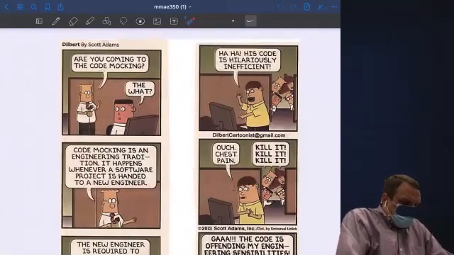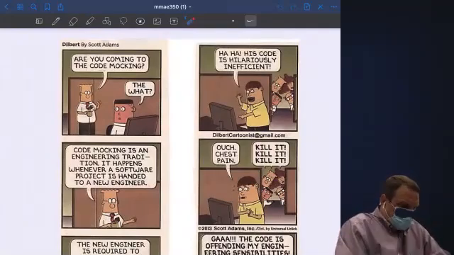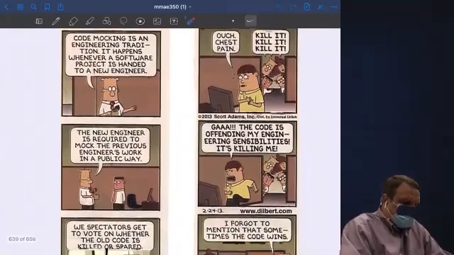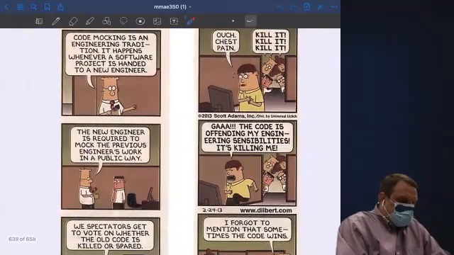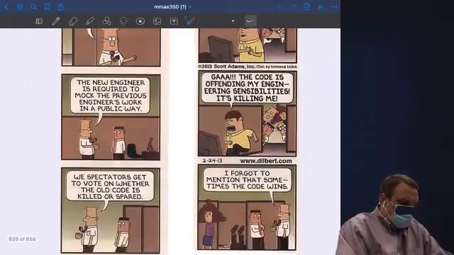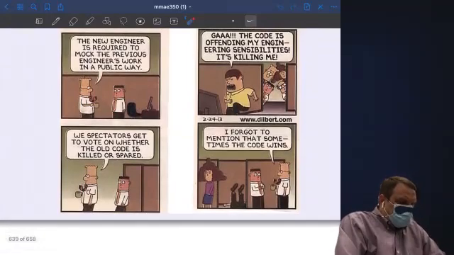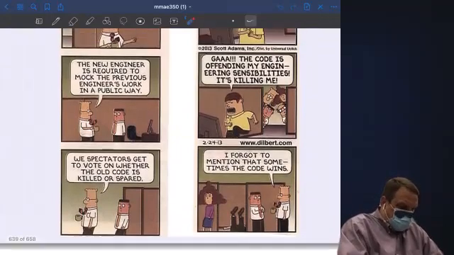So are you coming to the code mocking? The what? Code mocking is an engineering tradition. It happens whenever a software project is handed to a new engineer. The new engineer is required to mock the previous engineer's work in a public way. We spectators get to vote on whether the old code is killed or spared.